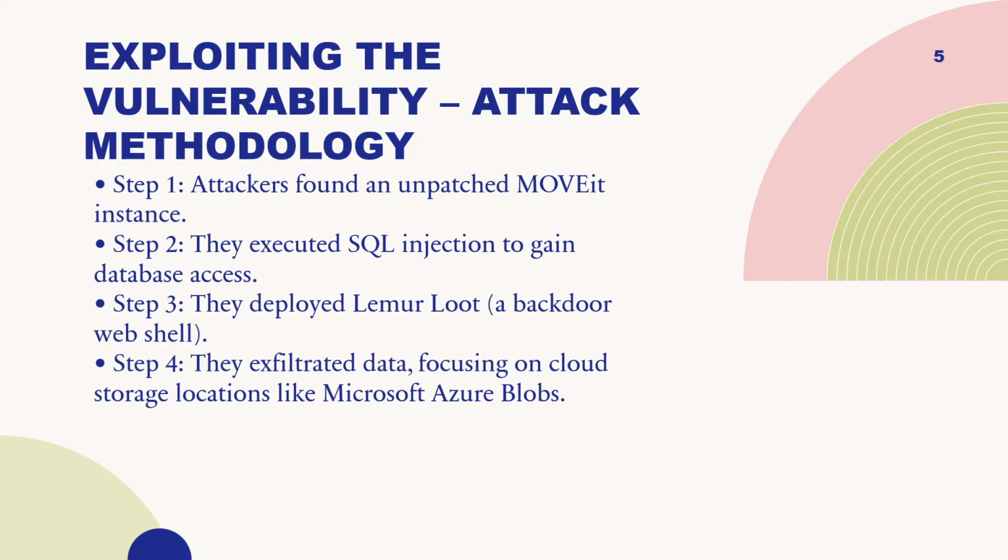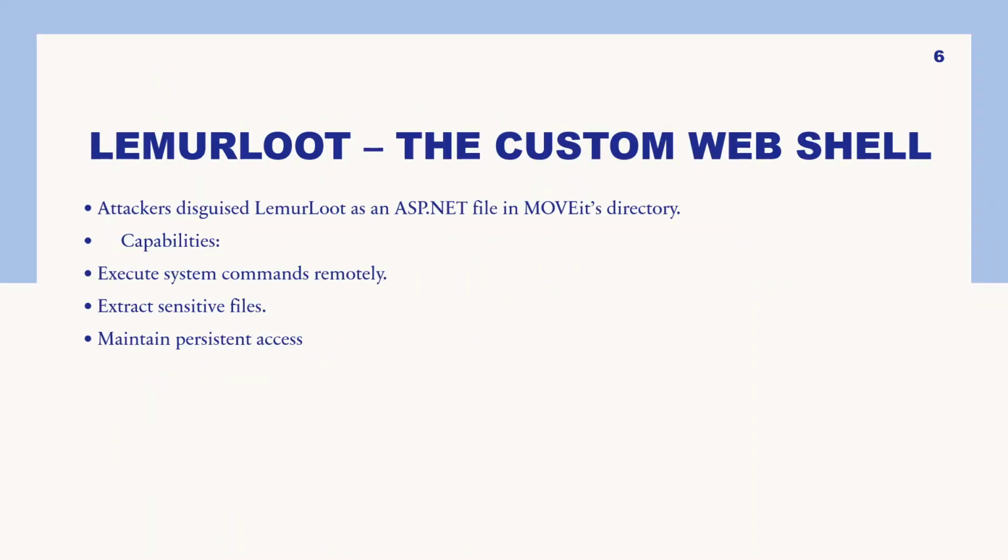So let's look at how they exploited the vulnerability. First of all, the attackers found and targeted a MOVEit instance. They executed the SQL injection and gained database access, and then they deployed LEMURLOOT, a backdoor web shell that I had already read about. We never covered it in the lecture, but it is fascinating software to look at. And then they exfiltrated data, focusing on cloud storage locations like Microsoft Azure blobs. So let's look at how this LEMURLOOT really works.